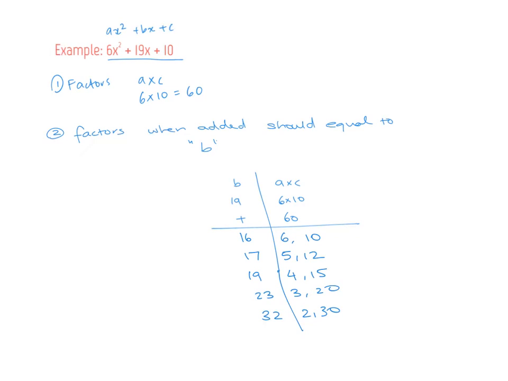Now, you don't have to do all the list. Once you reach b, you could stop. And remember, b was 19 in this case. So the factors of 60 that when added give me 19 are 4 and 15. So what I now need to do is replace 19x with 4x and 15x, because that gives me 19x.